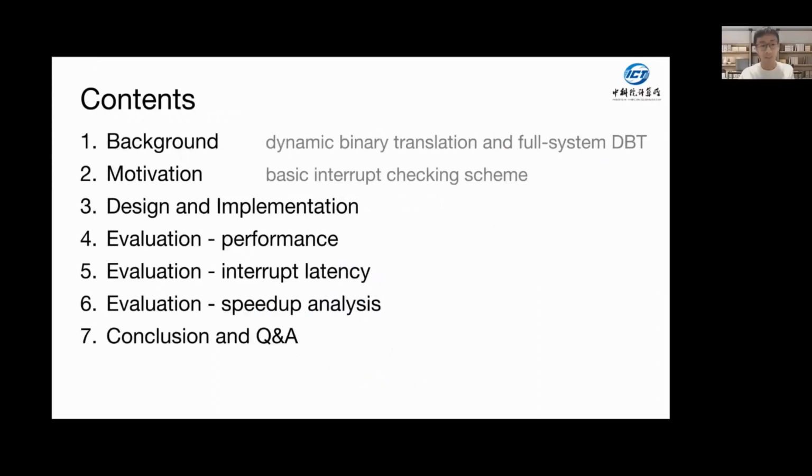This is the content that I will discuss today. First, I will give some background about binary translation. Then I will introduce the basic interrupt tracking scheme and explain why it is inefficient. Then I will introduce the design and implementation of our scheme. The evaluation is split into three parts: the performance, the interrupt latency, and some profiling results to analyze the speedup. I will end with the conclusion and then start the question and answer.